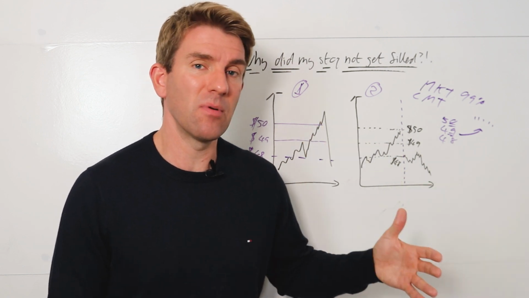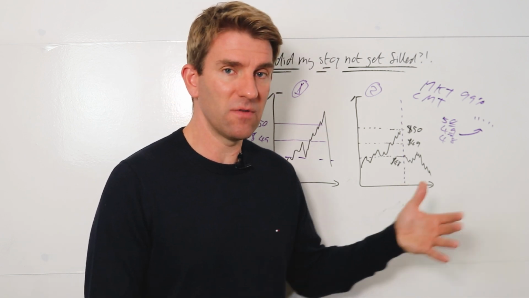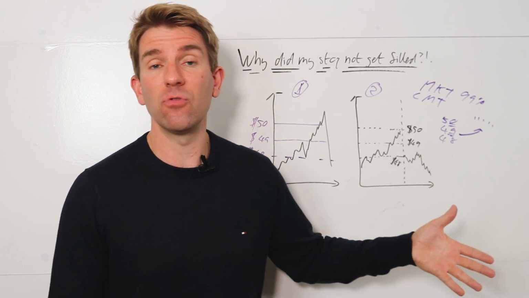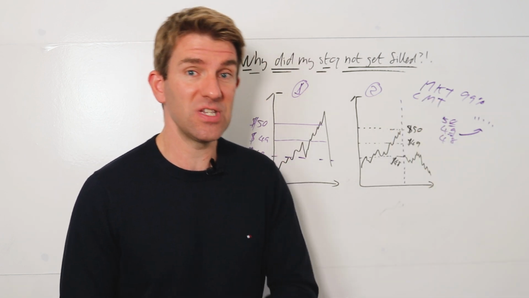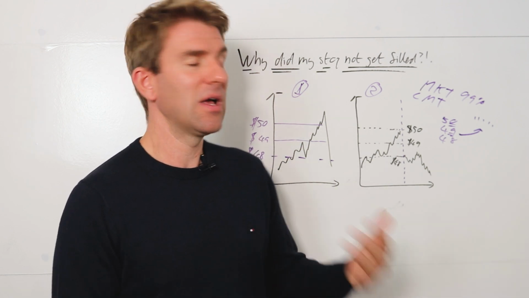Because that's the first available price. You've basically said, hey, stop me out if price trades at or below 49. It's not been at 49 yet. The first print is at 48. Your stop is going to get triggered. You're going to get filled at 48. You're going to be annoyed and you're going to have slippage.